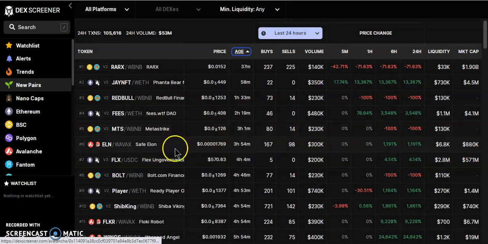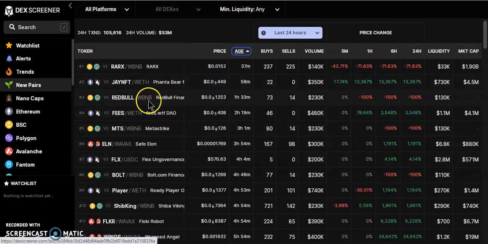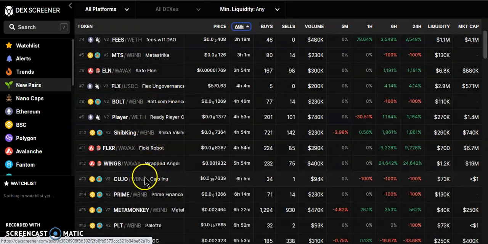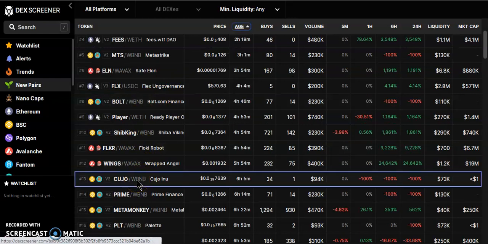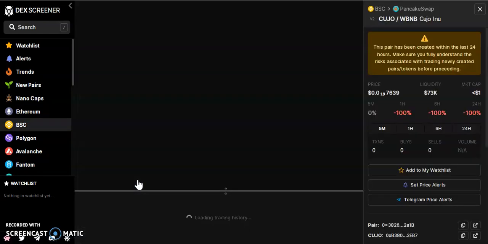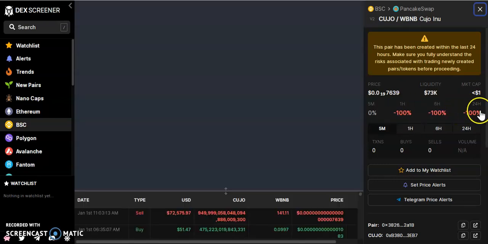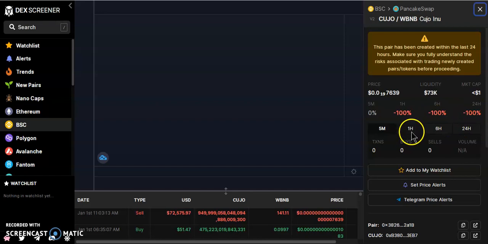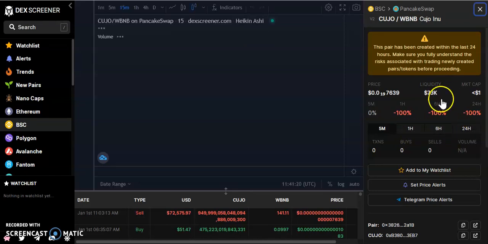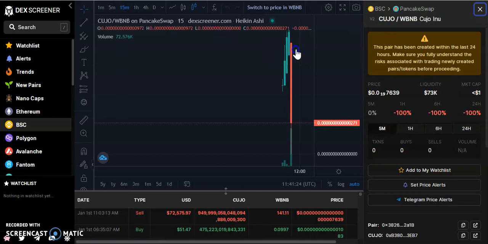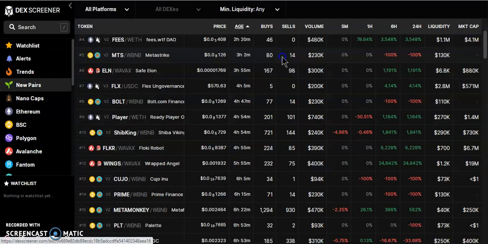So let me pick one in BNB. Let's go over to this one right here. Okay, so I'm going to click on this one. So yeah, this one is dead. This one is dead. Forget about it. See, no market cap, so never mind. This one is definitely a honeypot, as you can see here. No point going over that one.